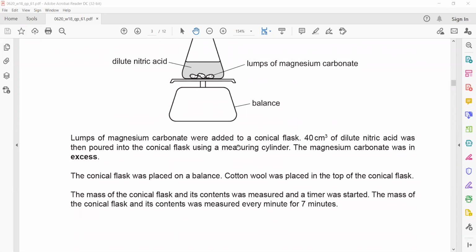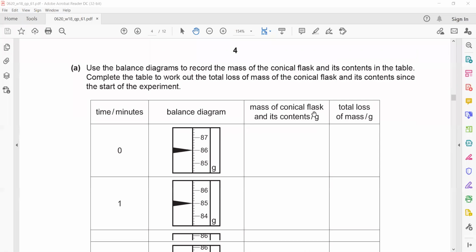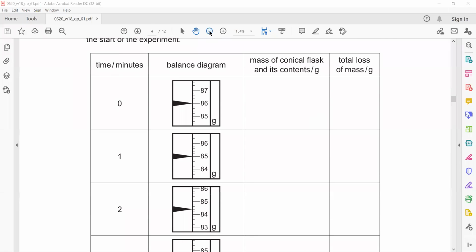Lumps of magnesium carbonate were added to a conical flask. 40 cm cube of dilute nitric acid was then poured into the conical flask using a measuring cylinder. Magnesium carbonate was in excess, like more than enough. The conical flask is placed on the balance. The cotton wool was placed on the top of the conical flask. The mass of the conical flask and its content was measured, and the timer was started. The mass was measured every minute for 7 minutes.